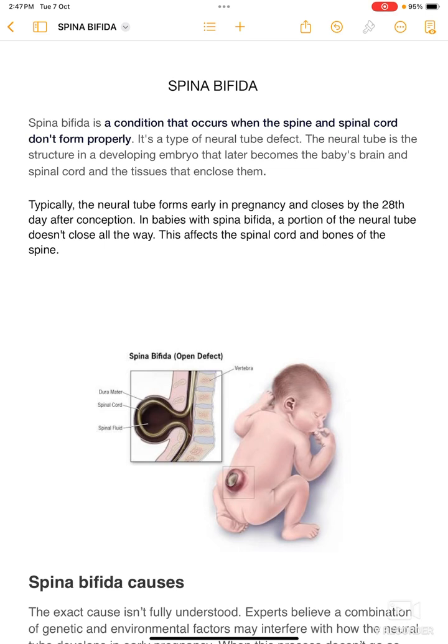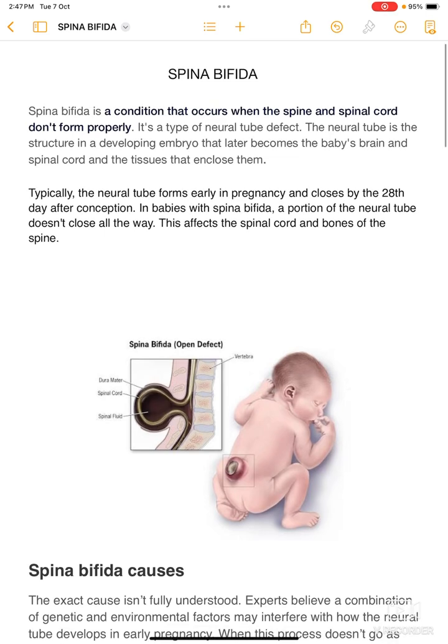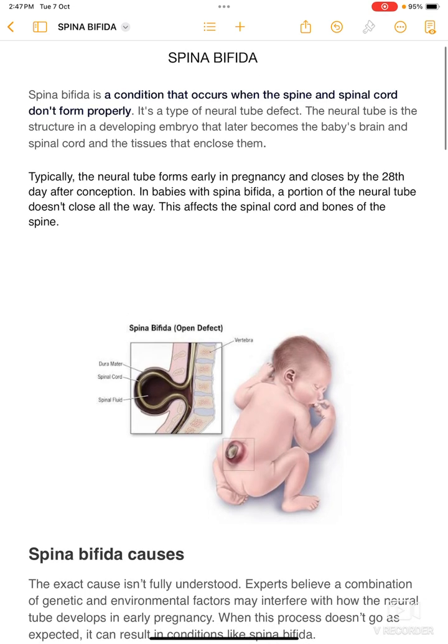In this video I'm going to cover spina bifida. Mainly it is a neurodevelopmental disorder. Spina bifida is a condition that occurs when the spine and the spinal cord do not form properly. It is a neural tube defect.